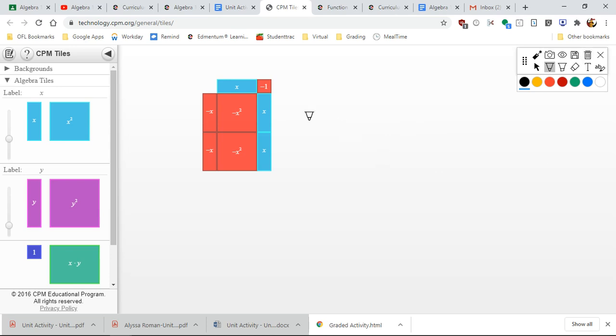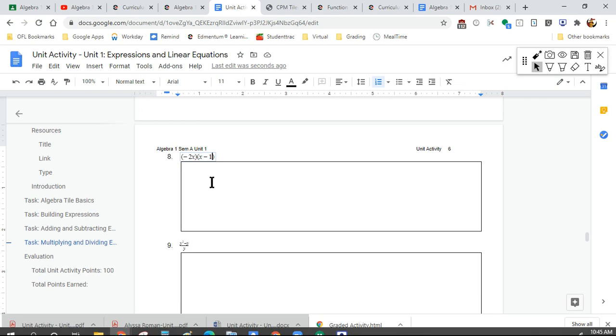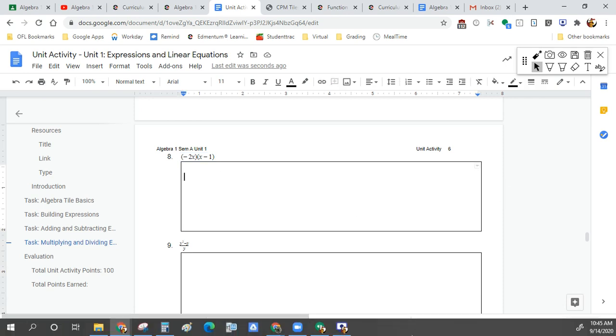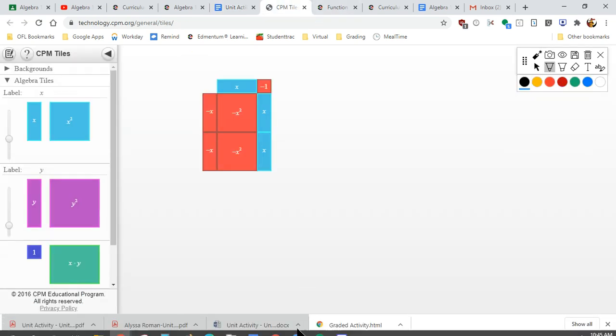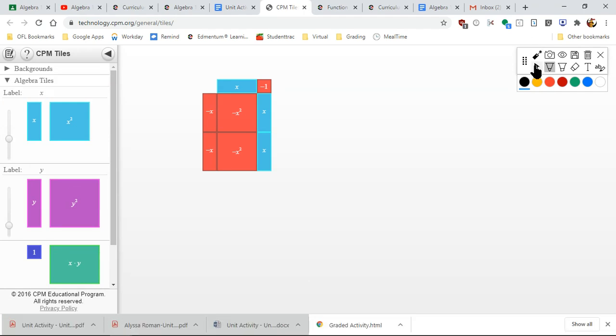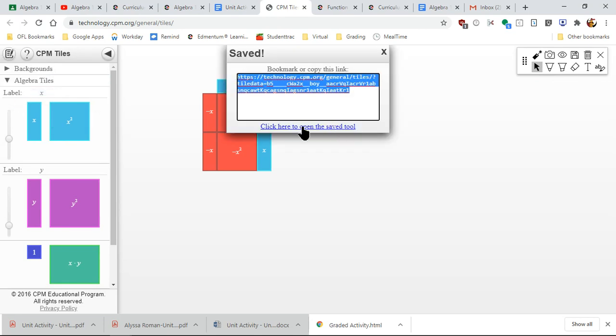So what I would do is I would take my screenshot, I would put it in here. I guess I have enough time to do that. So take my screenshot however I want to take it. Let's say you wanted to take it by downloading this picture. So what I'm going to do is click save. I'm going to click here to open save tool. So I can take this link here and paste it.